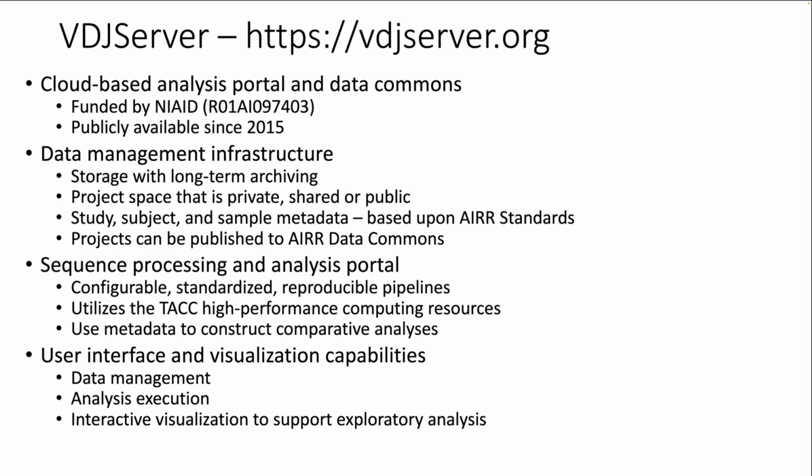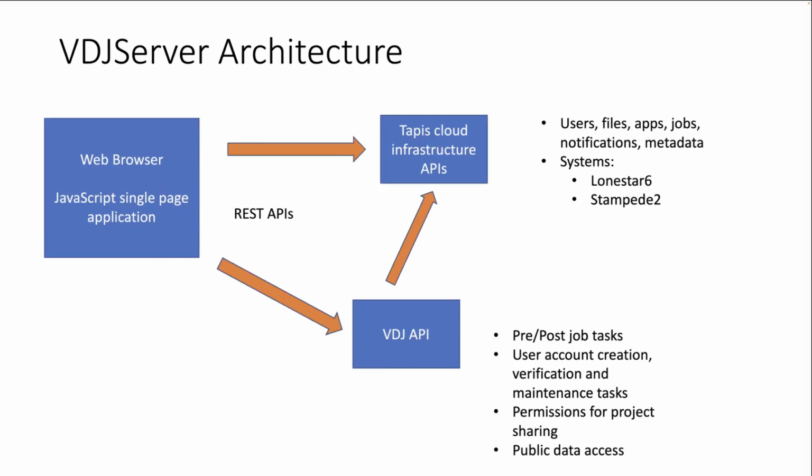And the last part is we have a number of visualizations, so you can visualize the output of the analysis, narrative analysis, and so forth. So I'll show you some examples of that. So roughly, the VDJServer architecture is a standard, what I would call a two-tier architecture. The first is you use your web browser, and the application runs in the web browser.